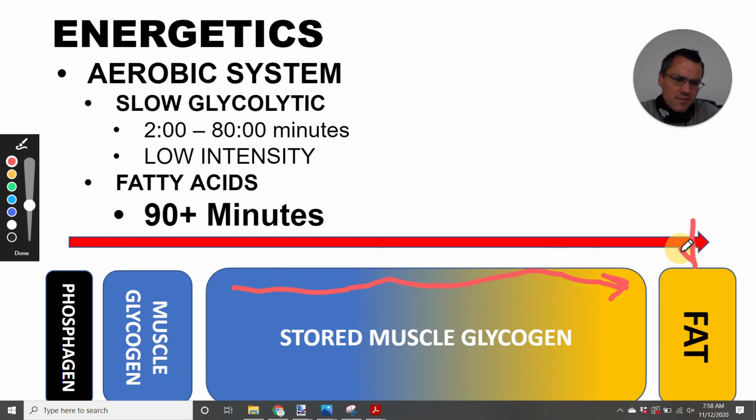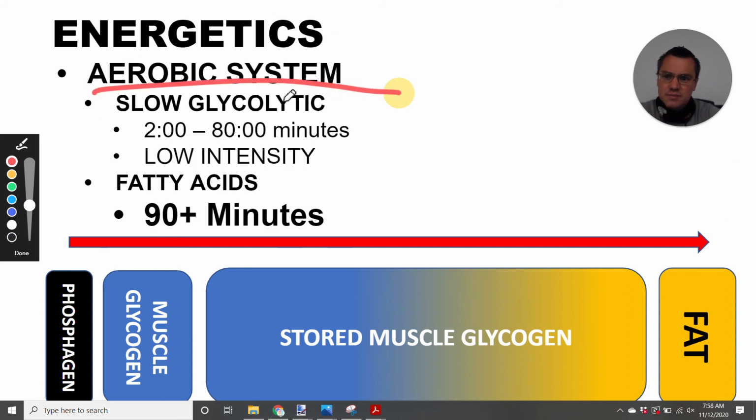So if the phosphagen system is rocket fuel, fat is the opposite: like running a Ferrari with a coal furnace in the back of the car. Okay? It wouldn't be very efficient, and it would not get you to go very fast. So fat is a fuel source, but it's a very crappy fuel source. Again, this aerobic system is a very slow exhaustion of the muscle glycogen within your system. And fatty acids as a fuel source really don't occur until about the 90-minute point.